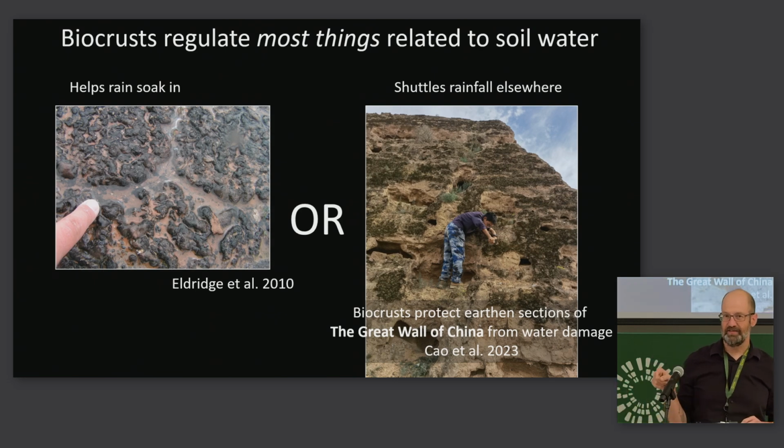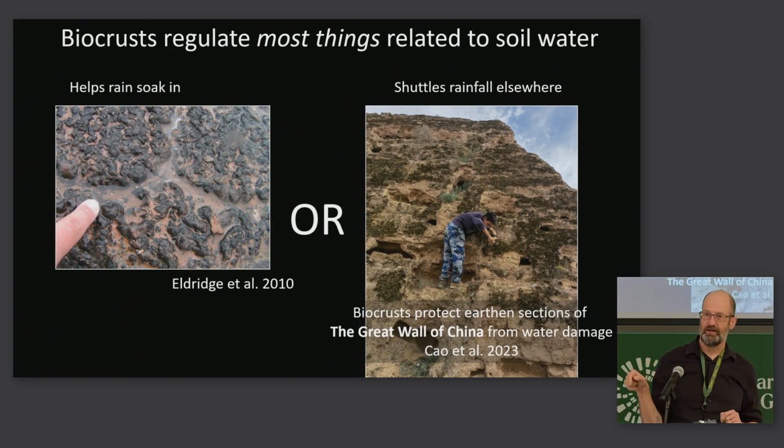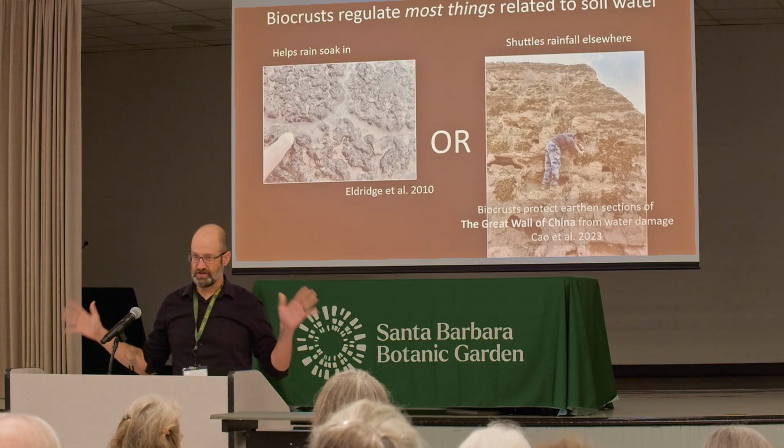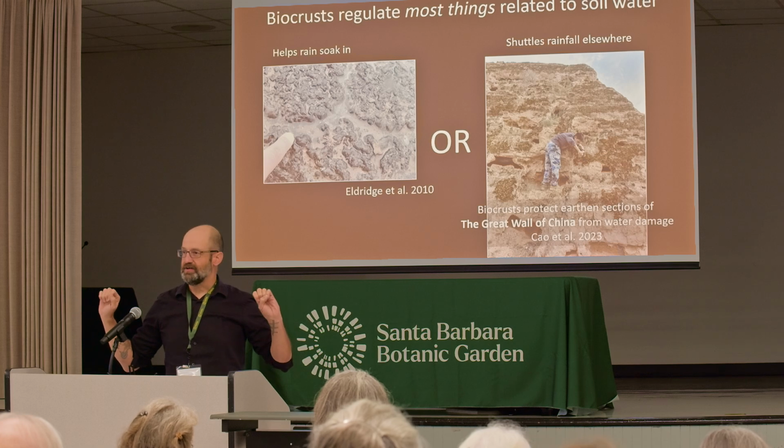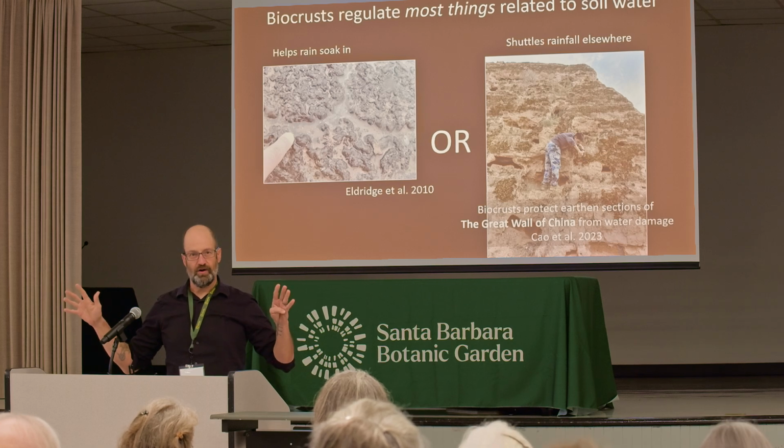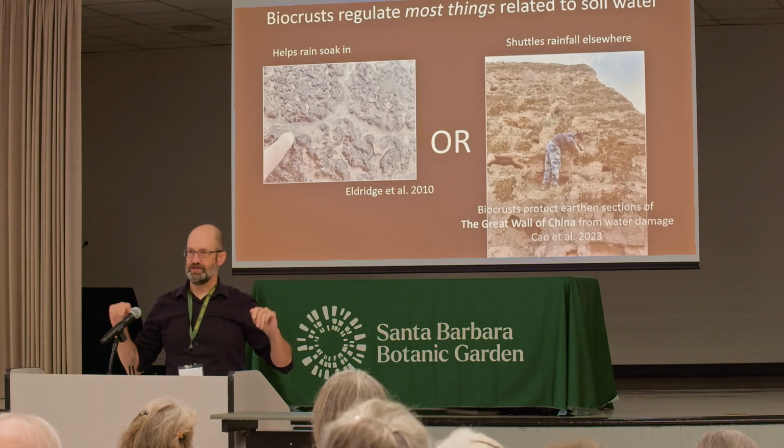And a good example of this is actually on the Great Wall of China, which you may not realize a big proportion of that is made out of soil. It's made out of rammed earth, and then biocrusts are actually colonizing on that, and they're keeping water out of it and preventing water damage and preserving the Great Wall of China.